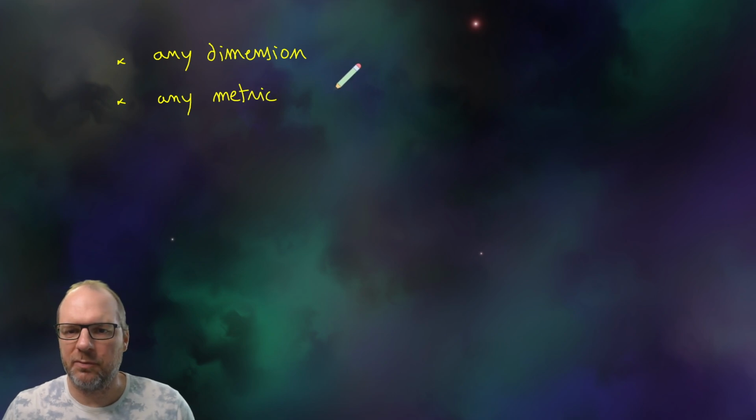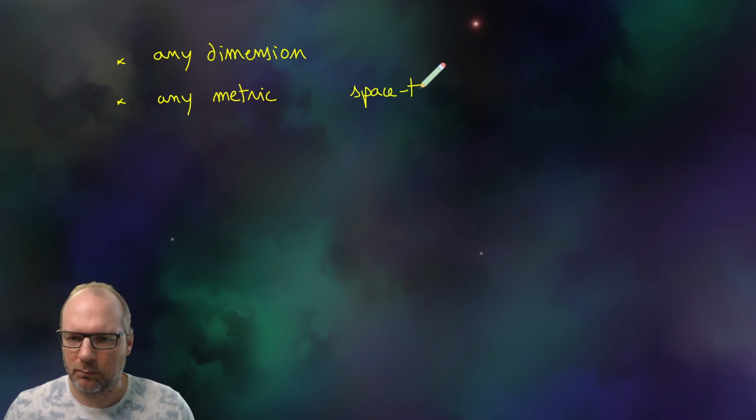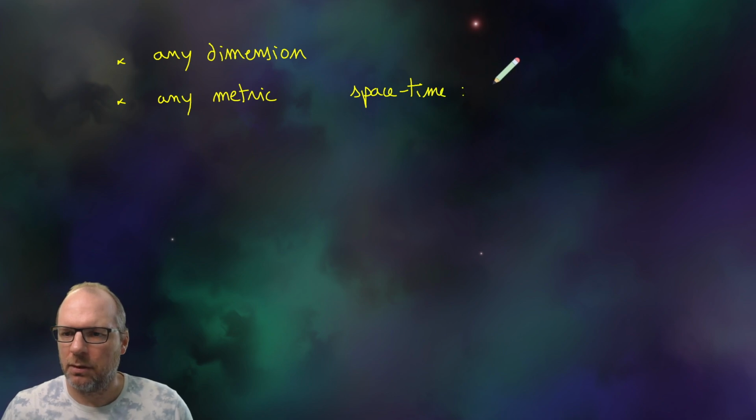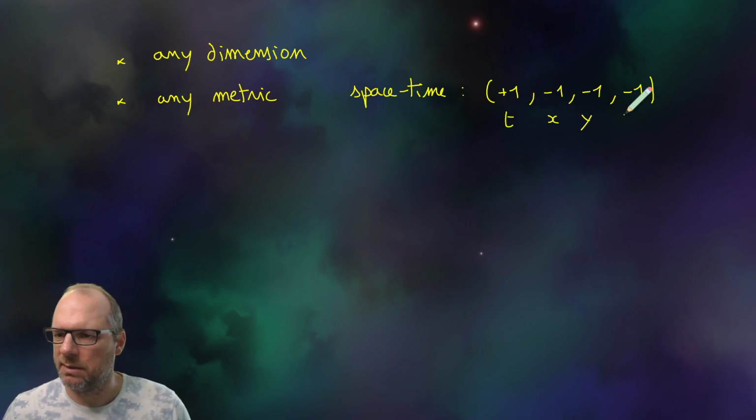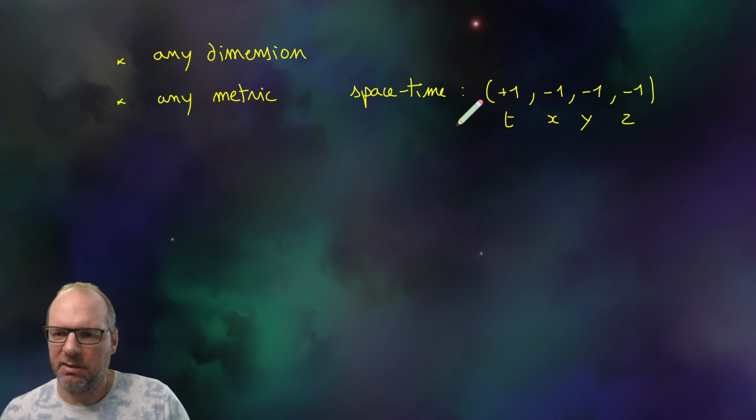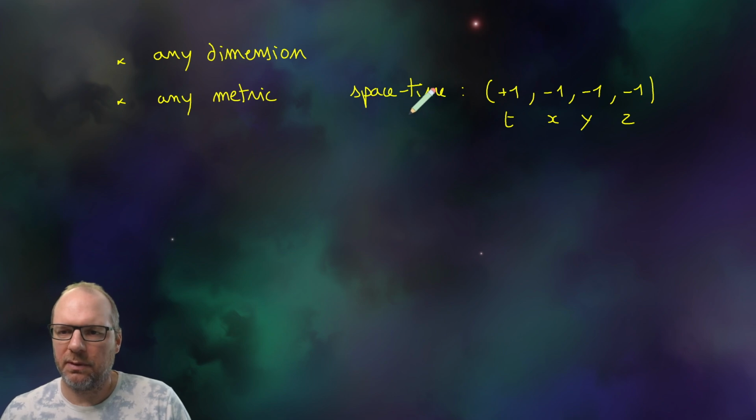For example, space-time. We have +1 for the time, and -1, -1, -1 for the space: X, Y, Z. In fact, we can construct a special kind of number, a Clifford algebra, which will be useful for 3 + 1 dimensional spacetime, or 1 + 3.